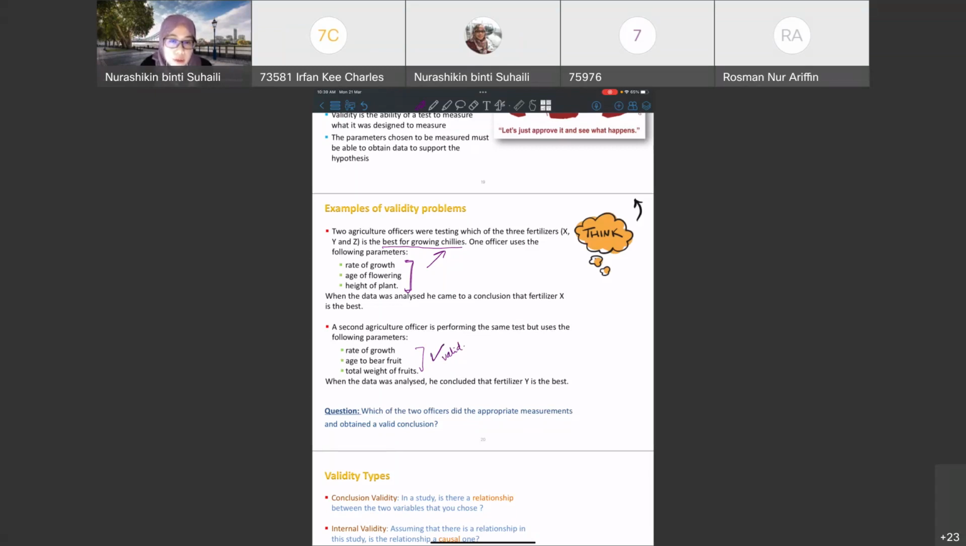So the key point here is that whatever we are measuring, it must fulfill our objective. Because if the things are not designed correctly, the measurement will not be accurate and it will give a different conclusion. So that's the key point of validity.